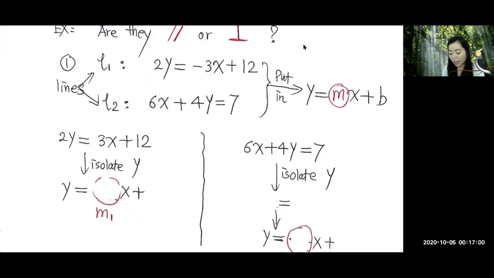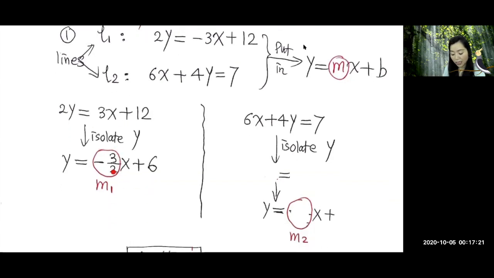In other words, we want to isolate y so that we can put it in slope-intercept form. So to isolate y here, we will divide by 2 on both sides. So we end up with this. So the slope is -3/2.